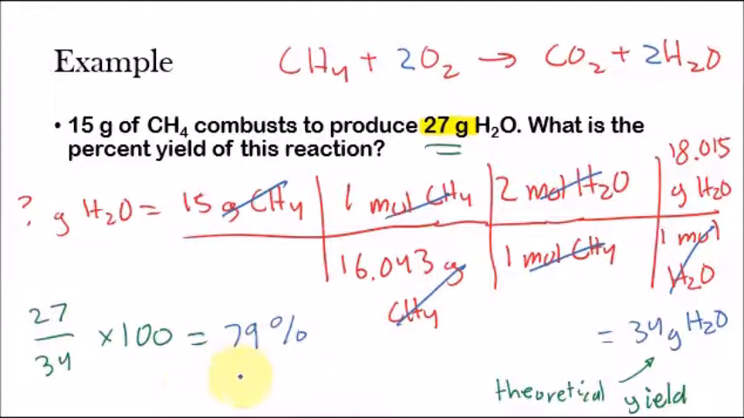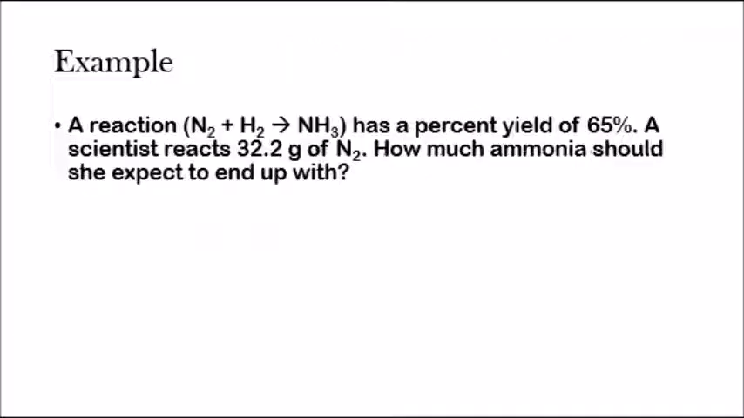So what this percent yield is telling us is that the reaction went to 79% completion, or the percent yield is 79%, same thing. Okay, let's go ahead and do one more practice problem.